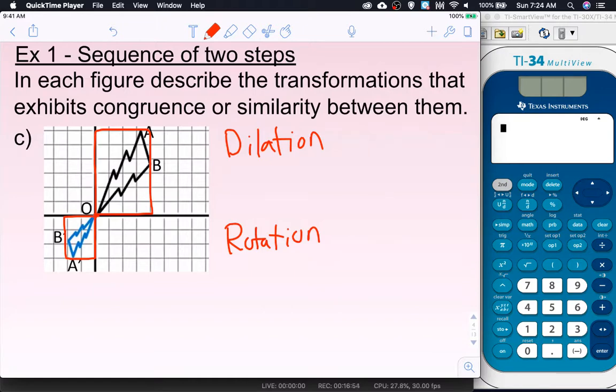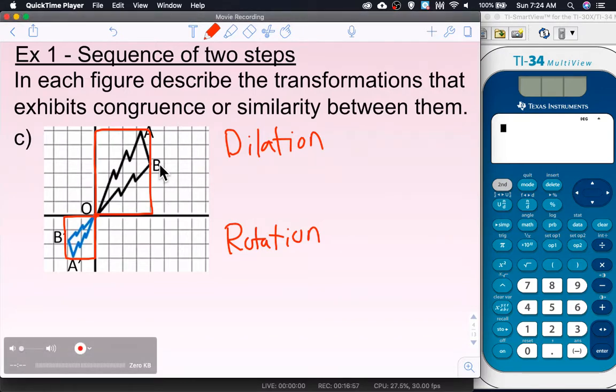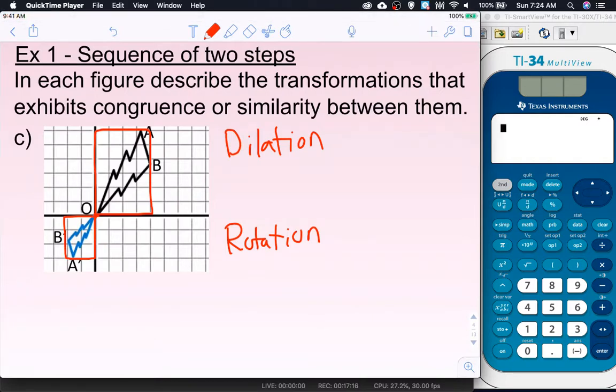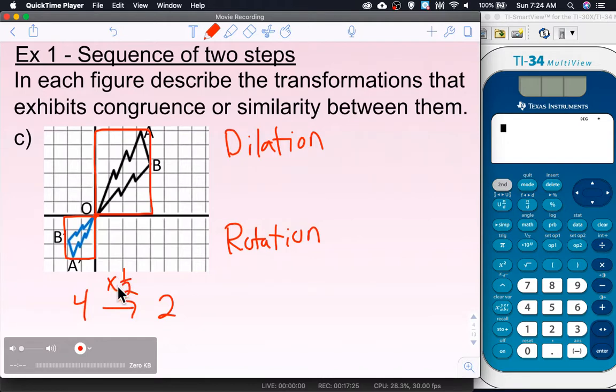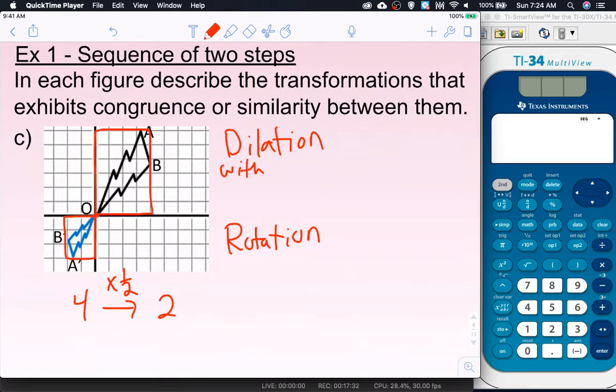Now, dilation of how much? Well, this is your original. This is your pre-image. And your pre-image is 1, 2, 3, 4 boxes wide. Your lightning bolt is 4 boxes wide. Your image, the new guy, is only 2 boxes wide. So how many times bigger is that? It was 4. It's now 2. That is half as big. You would multiply by 1/2 to get there. So it's a dilation with scale factor of 1/2.